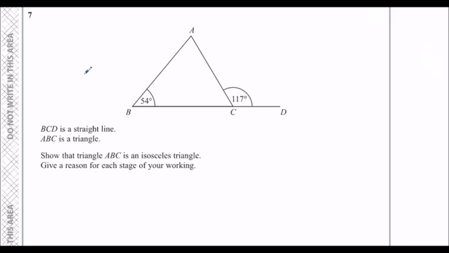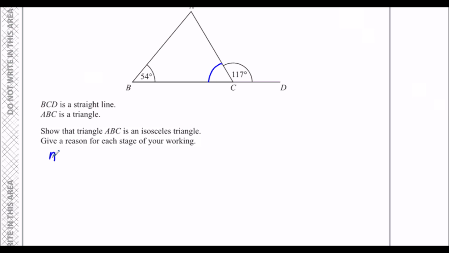Question 7. BCD is a straight line. So we've got all this. This is shown on the diagram. ABC is a triangle, as we can see. Show that ABC is an isosceles triangle. Give a reason for each stage of your working. So we can work out angle ACB.